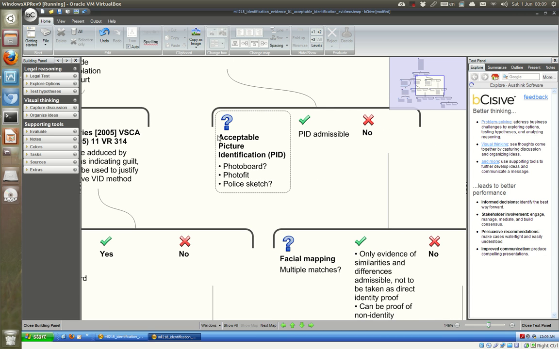And this and all the others that I'm going to go through are only acceptable if an identification parade was justifiably not held.